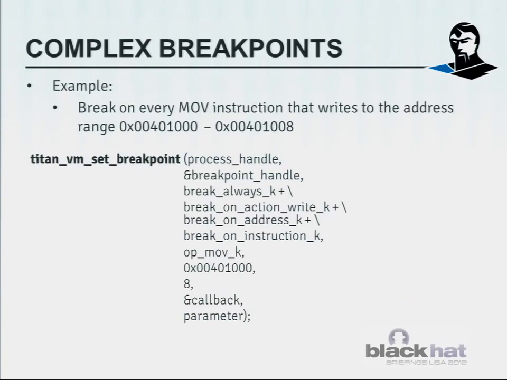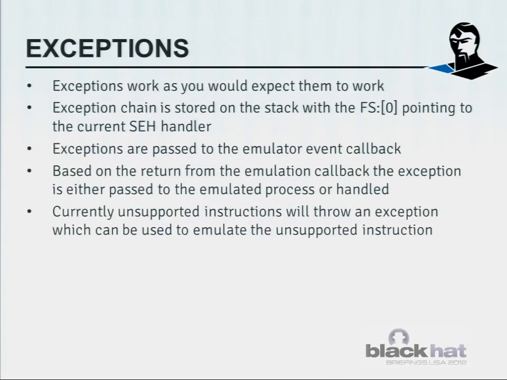So here is an example of a complex breakpoint you can have. Let's say we want to create a breakpoint on every move instruction that tries to write to a specific range. And this is how you do it. You call this API and you say, okay, create this breakpoint, have it execute always, action is write, address and instruction. So as long as you have a move instruction writing to the specific range, then your callback will be called. And this is much better than any kind of debugger because you can set any kind of condition and combine these conditions together to get the desired effect.